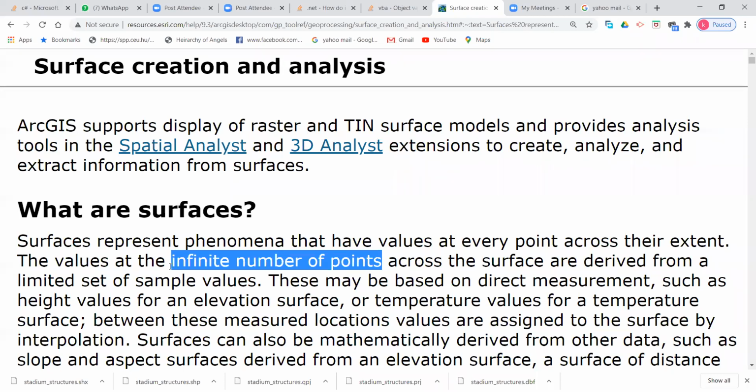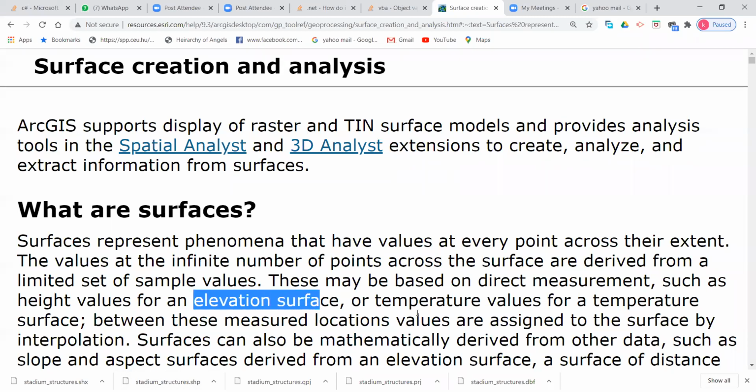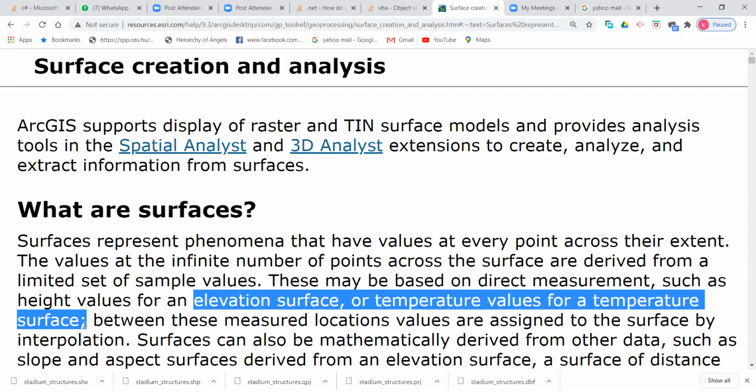Now, the sample values may be based on direct measurements such as height values for an elevation surface or temperature values for a temperature surface. So now here, elevation surface and temperature values for temperature surface. Are you okay? So what does that mean? It means elevation surface means that if there's no elevation, you cannot be walking from one point to the other, because we immediately realize that there's no height there. You are dropping into a bottomless pit. I think I've said this before in the raster data model. Are you okay? All right.